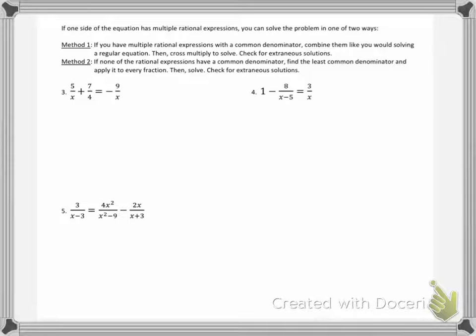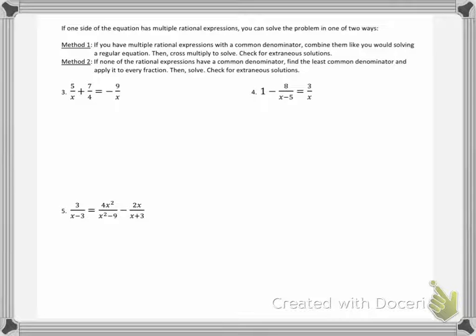So let's look at number 3. I have 5 over x plus 7 over 4 equals -9 over x. I have two fractions out of 3 that have a common denominator of x. So I'm going to use that first method, where I get the fractions with the same denominator combined.